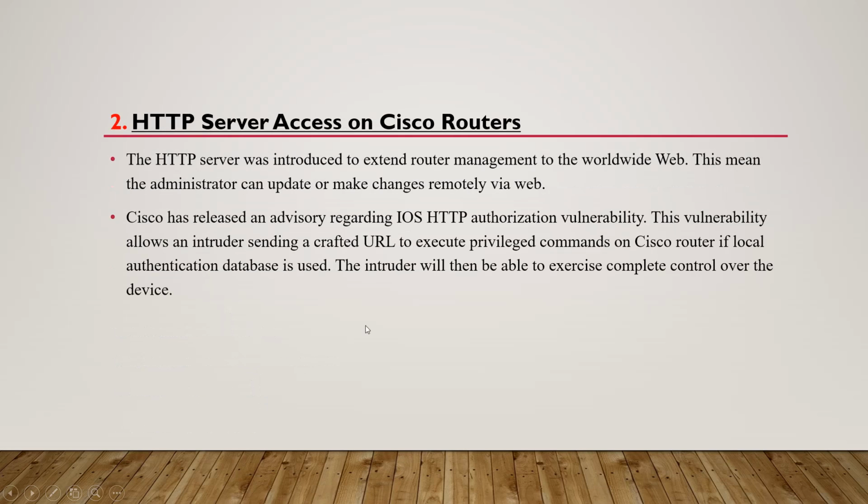The second type is HTTP server access on Cisco routers. The HTTP server was introduced to extend router management to the World Wide Web. This means the administrator can update or make changes remotely via the web. Cisco has released an advisory regarding the iOS HTTP authorization vulnerability. This vulnerability allows an intruder sending a crafted URL to execute privileged commands on a Cisco router if the local authentication database is used. The intruder will be able to exercise complete control over the device. So through the web we can access it.